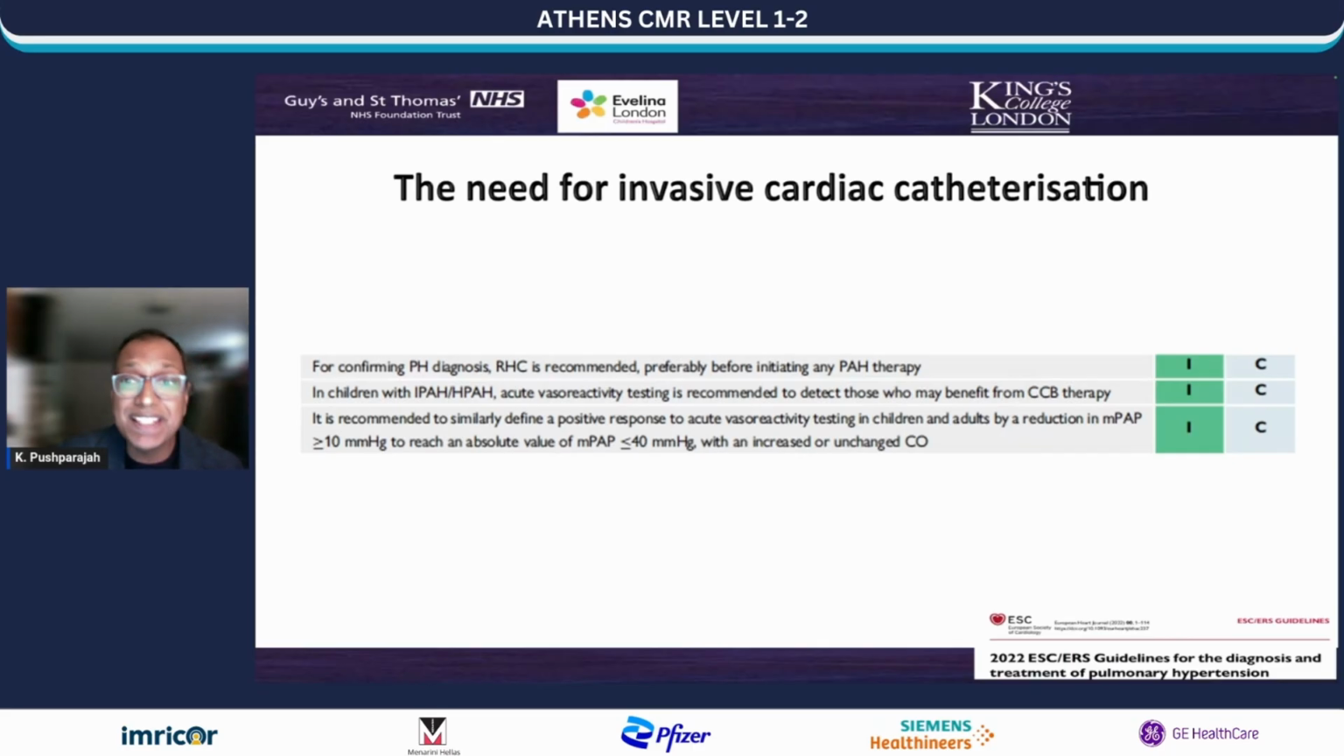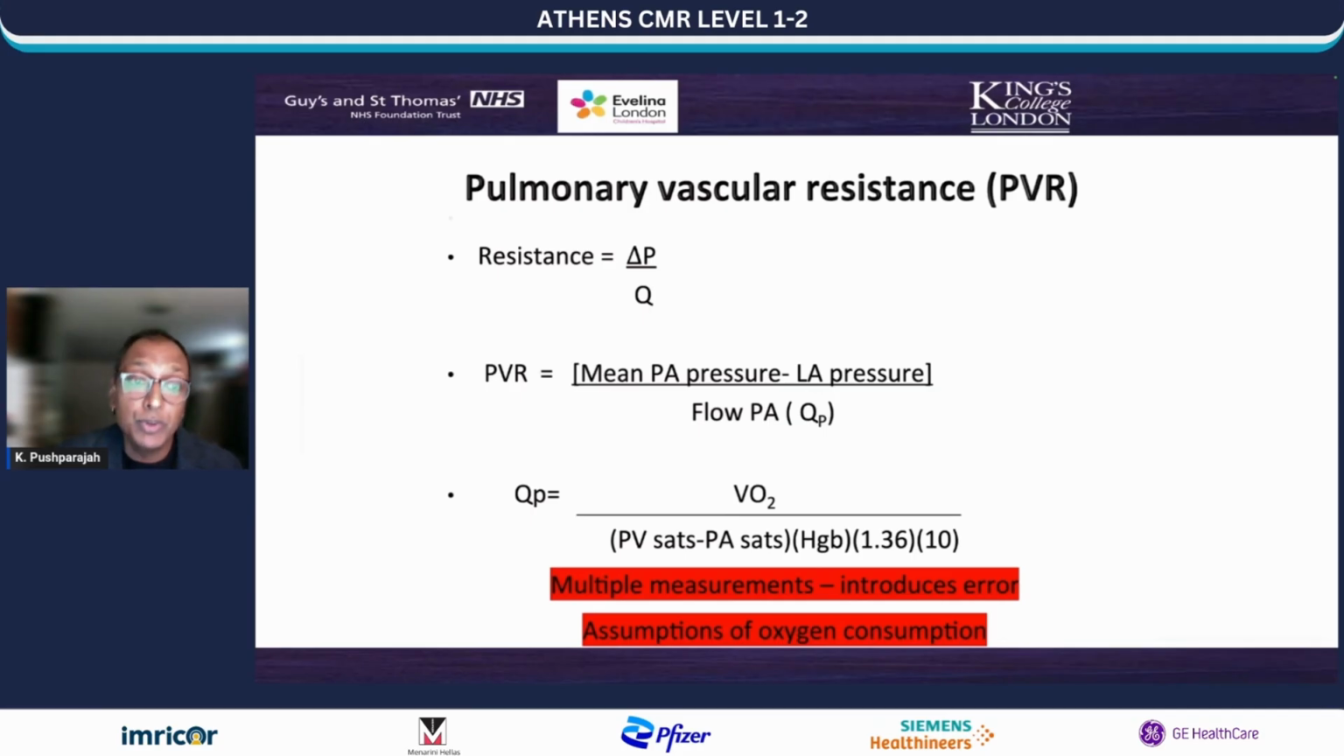So the need for catheterization is clear because this is part of confirming the diagnosis of pulmonary hypertension. So you need to stick a catheter in. So you've got the change in pressure, which you need to get, which is mean pulmonary artery pressure minus left atrial pressure. And so when you're calculating the PVR, the QP is usually done in the cath lab. And in that situation, you have to estimate what the QP is based on the estimation of VO2.